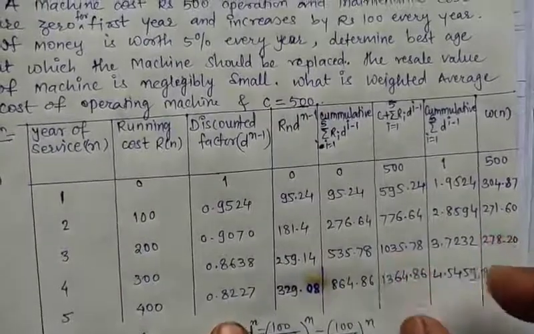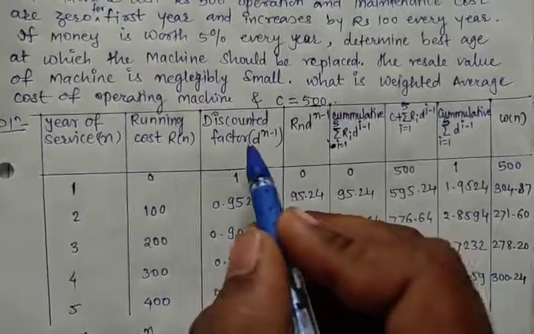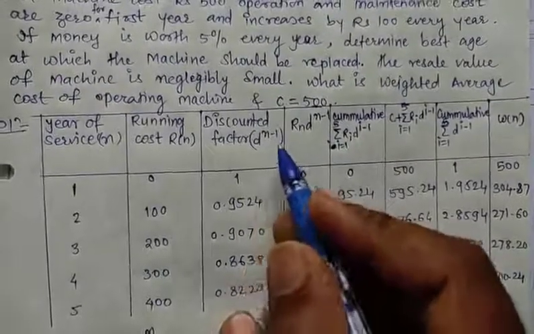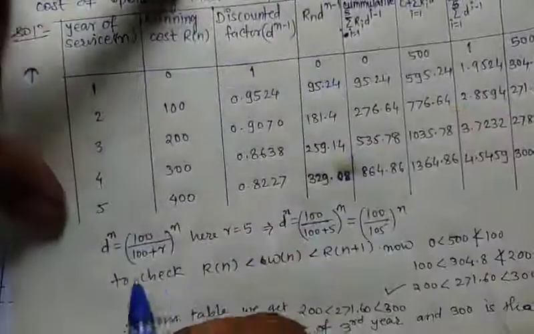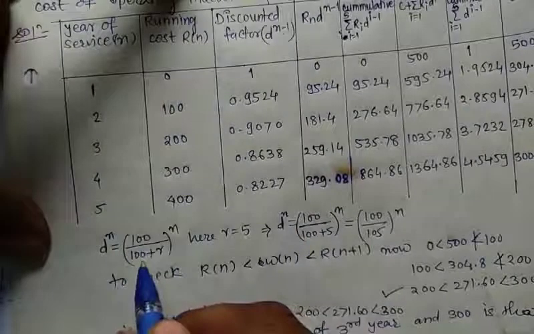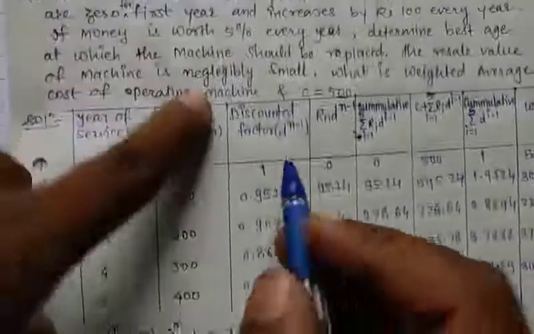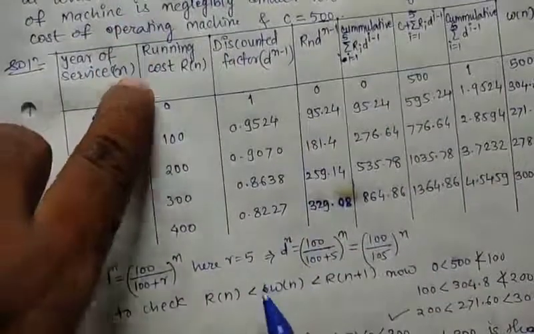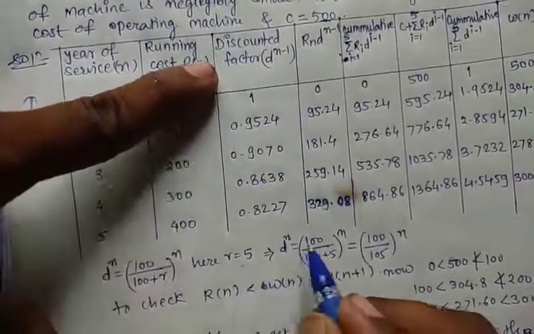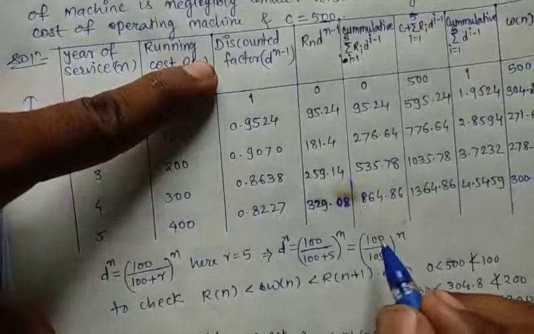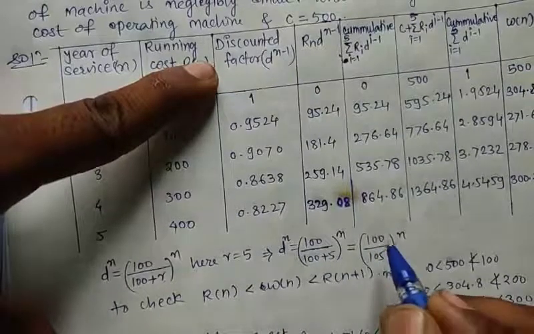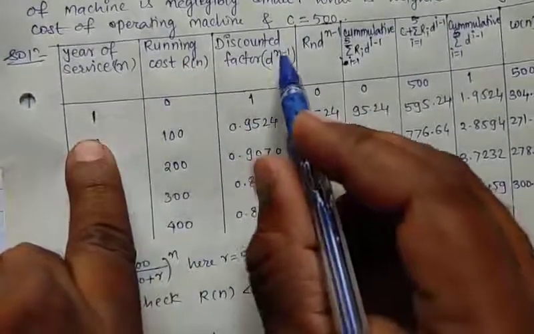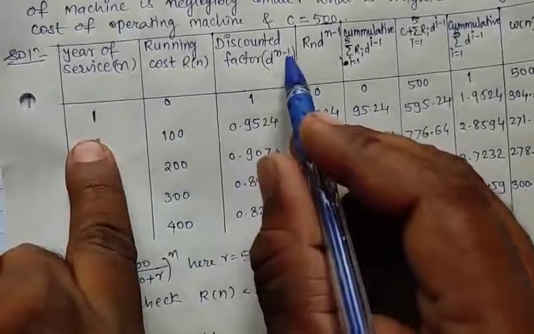Now next, calculate its discounted factor. The discounted factor has the formula d raised to n minus 1. Now what is the value of d? d has the value 100 upon 100 plus r. How many percent is given? 5% everywhere. So d raised to n is equal to 100 upon 100 plus 5 raised to n, which is 100 upon 105 raised to n. Now for n equal to 1, d raised to n minus 1 is d raised to 1 minus 1, which is 0.